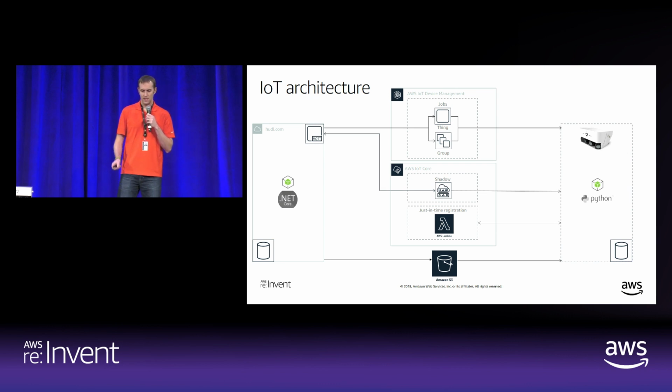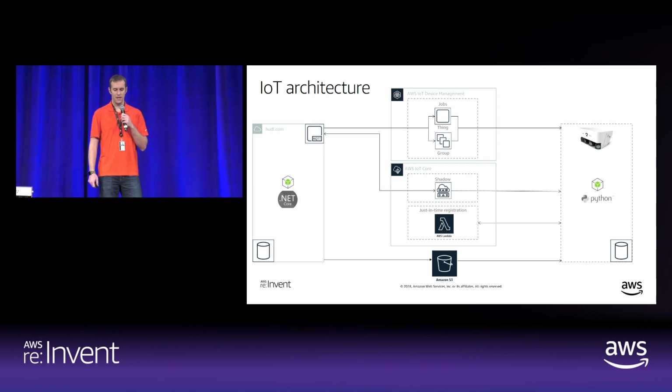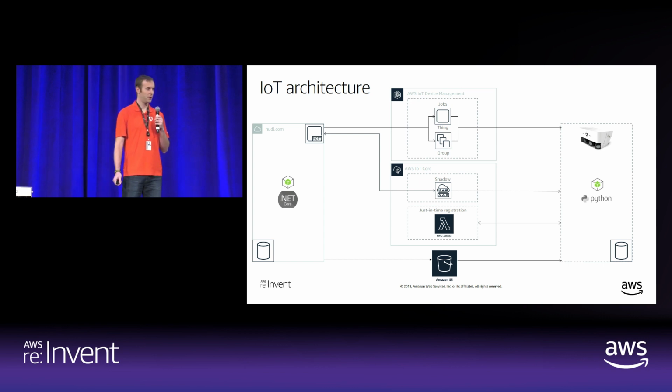So on the left side, our backend is powered by .NET Core, and we use that to connect to IoT. On the right side, the devices are running Python, and they connect to IoT that way. I think a good way to kind of show off how we're using IoT is to kind of walk through the life cycle of the product.